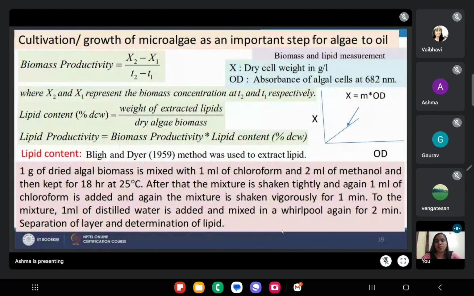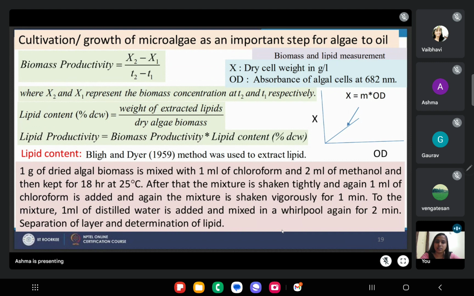Next, we have cultivation or growth of microalgae as an important step for algae to oil. So we can get the biomass productivity. Suppose X is the dry cell weight, X2 is the dry cell weight at any time T2, and X1 is the dry cell weight at time T1. So we will get the biomass productivity as the difference of X2 and X1 divided by the difference of T2 and T1. And we can get the lipid content as the weight of the extracted lipid to the dry algae biomass. And also we can get lipid productivity as biomass productivity times lipid content in percentage.